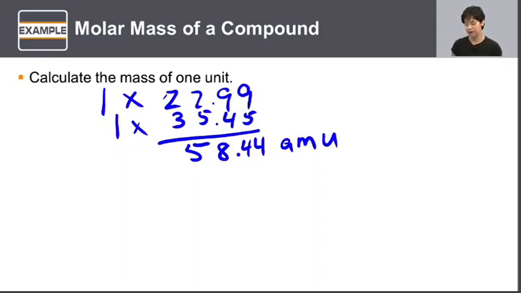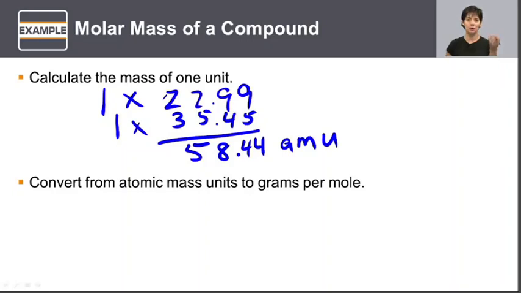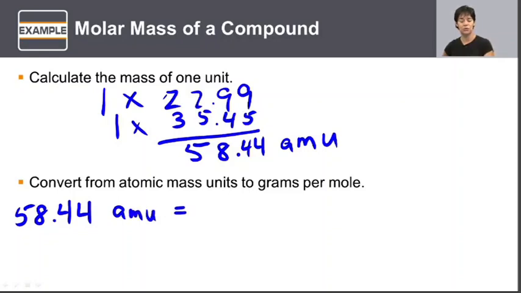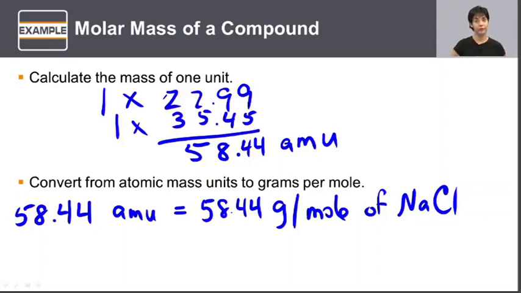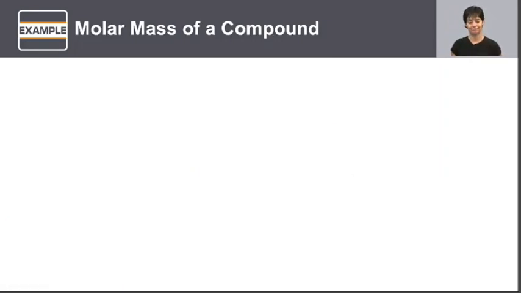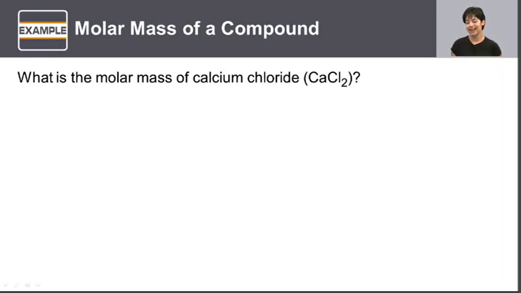Next step, the final step: we convert from atomic mass units to grams per mole, and we said that they were equal. So we have 58.44 atomic mass units, which is equal to 58.44 grams per mole of sodium chloride. Now, what's next? What's the molar mass of calcium chloride?